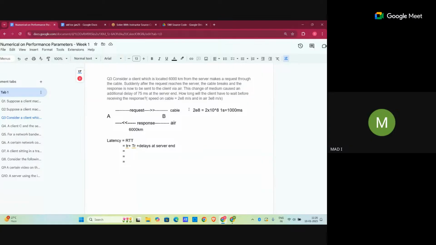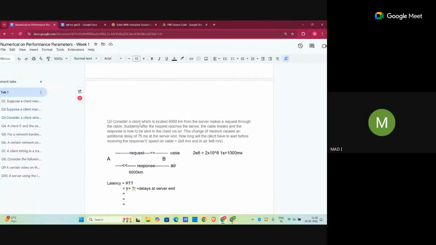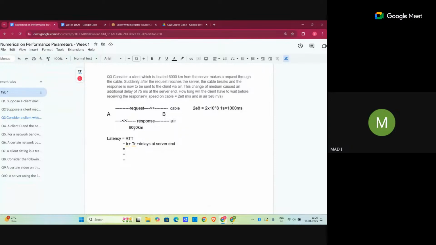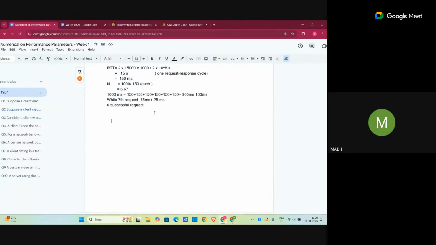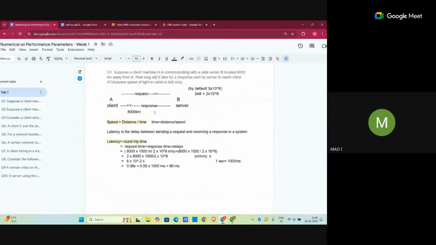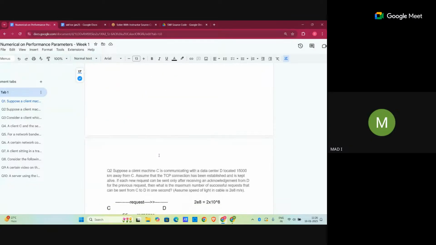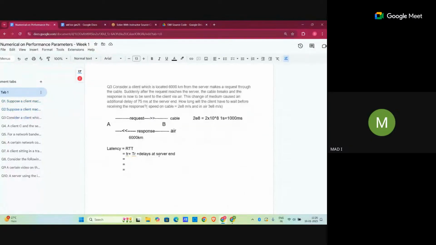Now, what will be the round trip time here? We will also need to add the delays that are mentioned. Here, unlike the earlier problem, the request and response time will be different. Even though the distance is the same, the time will be different because the speeds are different. What is time? Time is equal to distance by speed. So the request and response times will be different. So what is the request time?